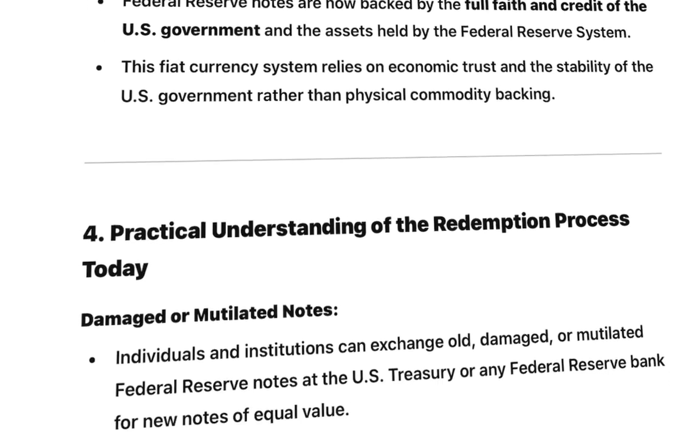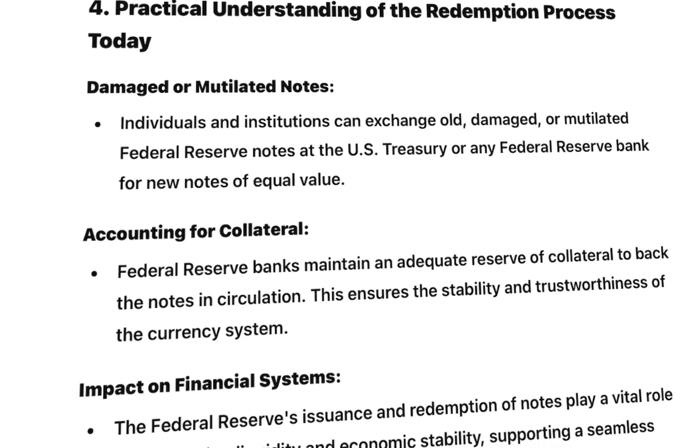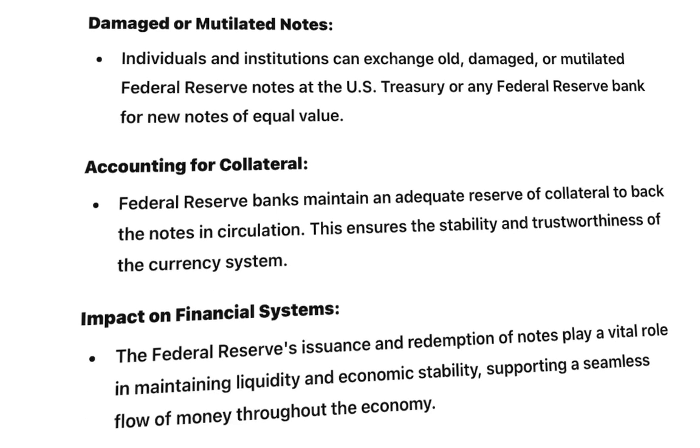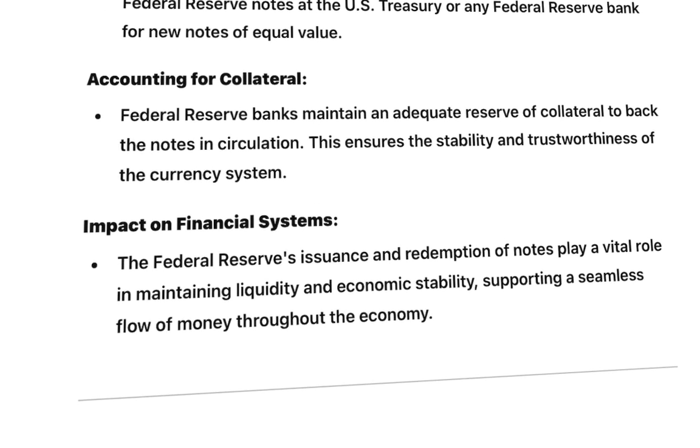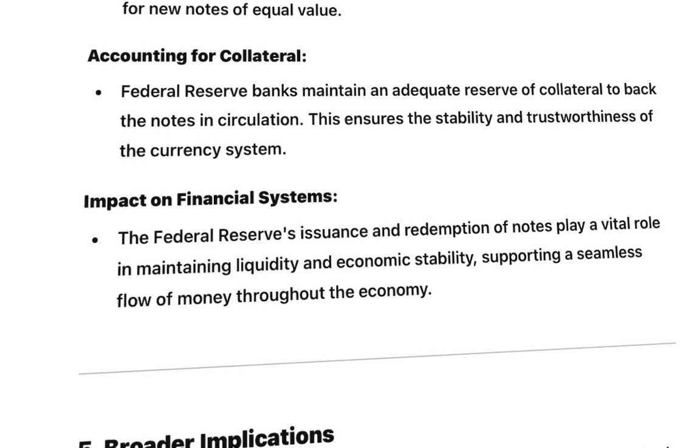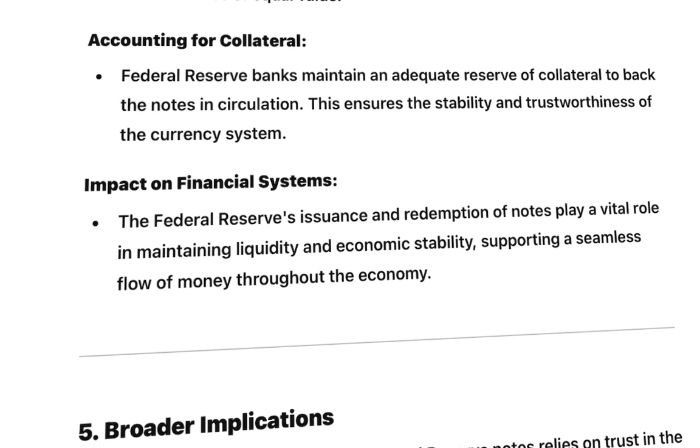4. Practical understanding of the redemption process today. Damaged or mutilated notes. Individuals and institutions can exchange old, damaged, or mutilated Federal Reserve notes at the U.S. Treasury or any Federal Reserve Bank for new notes of equal value. Accounting for collateral. Federal Reserve Banks maintain an adequate reserve of collateral to back the notes in circulation. This ensures the stability and trustworthiness of the currency system. Impact on financial systems. The Federal Reserve's issuance and redemption of notes play a vital role in maintaining liquidity and economic stability, supporting a seamless flow of money throughout the economy.